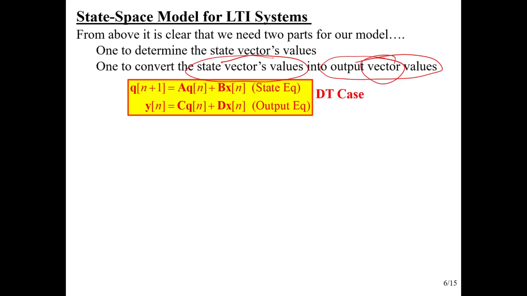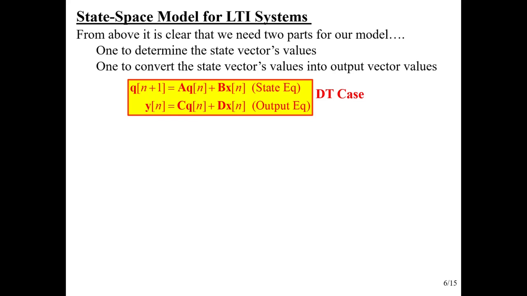So for the discrete time version, they look like this. Here is q of n, that's the state at time n, and here's the input at time n, and those things get multiplied by appropriate matrices to compute the next state vector. And then once I have a state vector, so suppose I know the state vector at time n, and I know the input at time n, I can compute what the output is at time n.